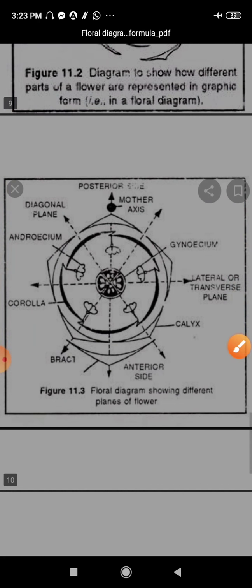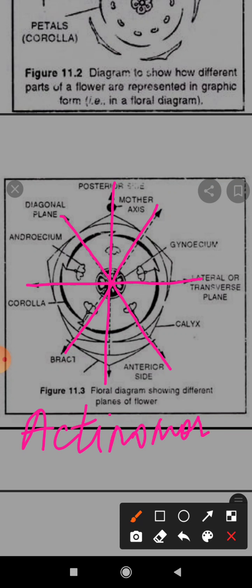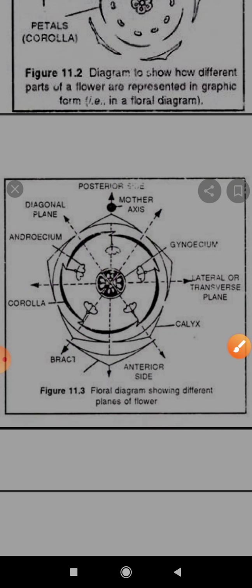Again here we will just do another floral diagram. Now if you look at this floral diagram and you see these dotted lines, this is simply showing that the flower is actinomorphic, right? So how do we represent? This is actinomorphic. Now what is actinomorphic? It can be divided into 2 equal parts from any plane passing through the center, right? So the flower is actinomorphic.